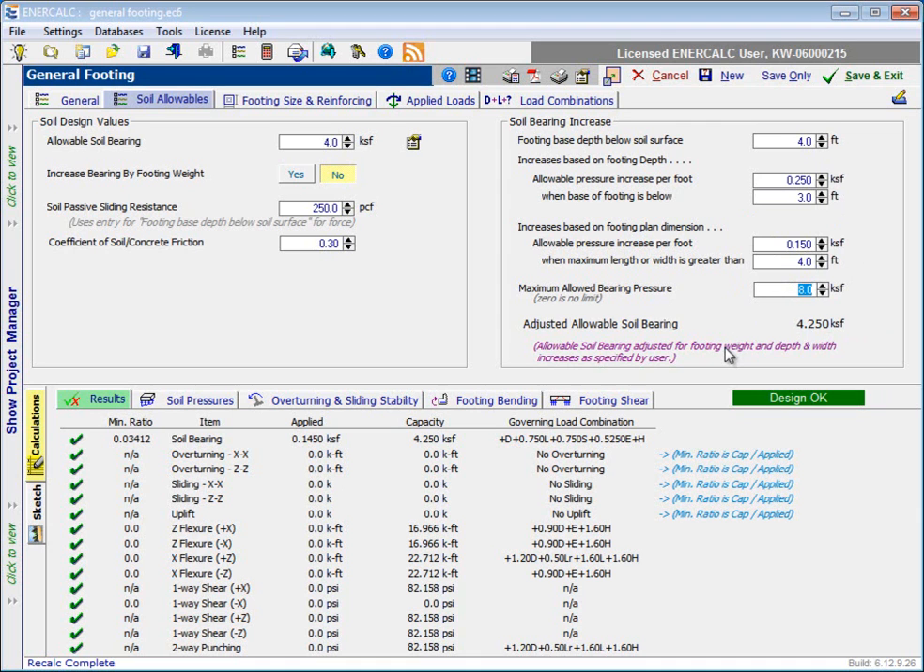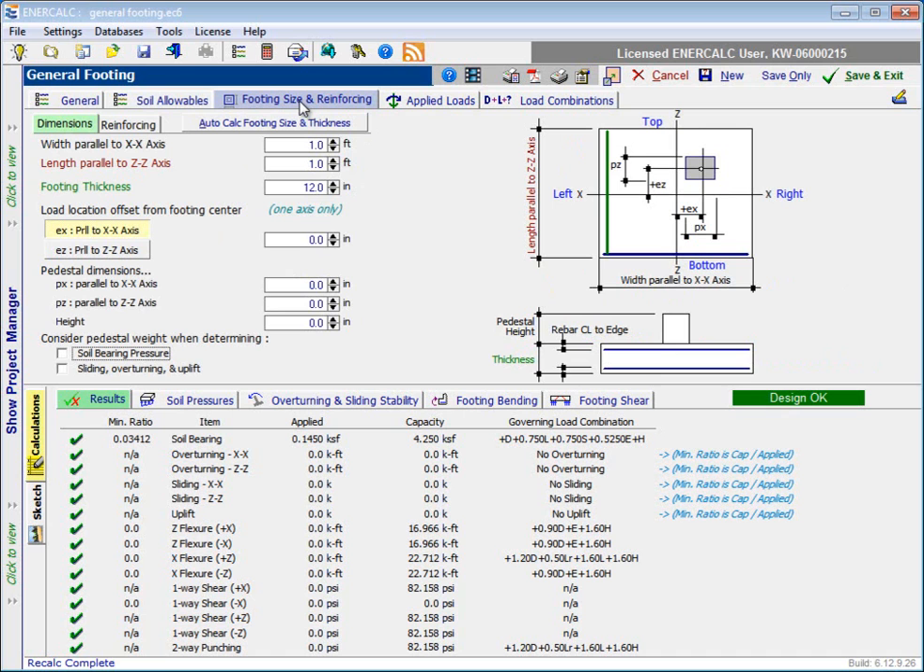Okay, so that is a complete look at everything here on the Soil Allowables tab. The next thing that we'll do is move on to the Footing Size and Reinforcing tab.